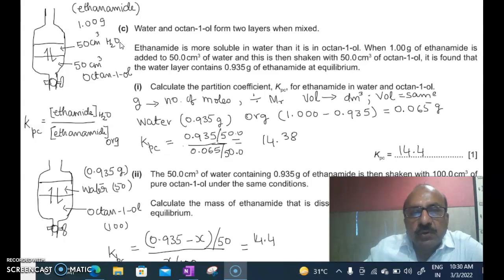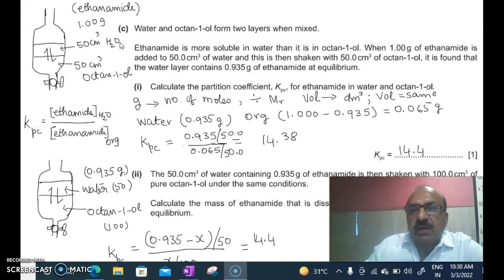If you do not have the basic understanding of partition coefficient, you are advised to watch my another video on partition coefficient in which I have introduced the topic. So let's go forward and let's solve this particular question.